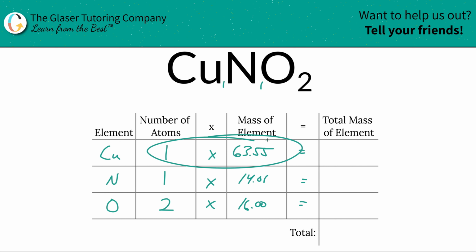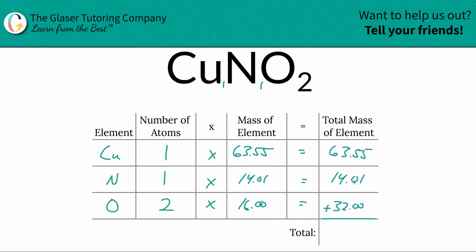So then to find the total mass of the element now, let's say for copper, you're going to simply multiply these two values across. All right. So that's simply 63.55. Then multiply this for nitrogen, so the total mass of the nitrogen here is 14.01, and the total mass of oxygen is then 32, all right, 32.00.